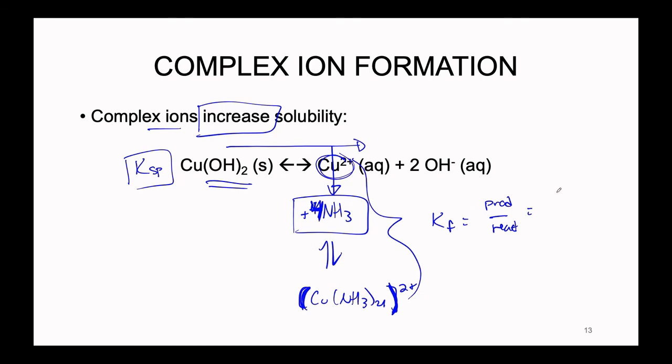So the equilibrium expression here would be the concentration of the Cu(NH3)4 2+, all divided by the concentration of our copper ion, Cu2+, and the concentration of our ammonia, and that's going to be raised to the 4th since we have a 4 in front of the ammonia.